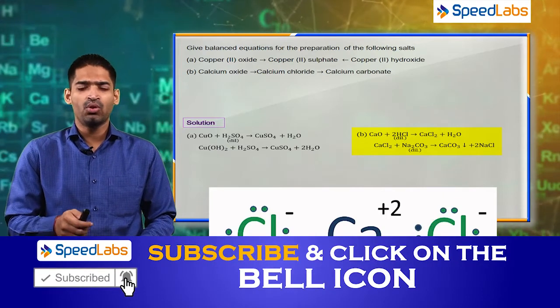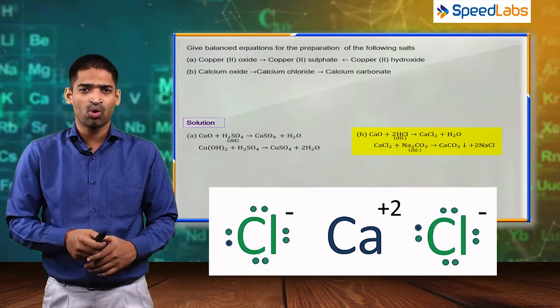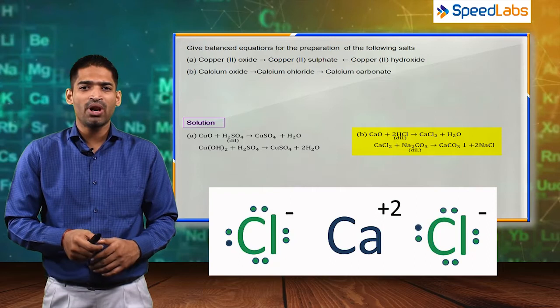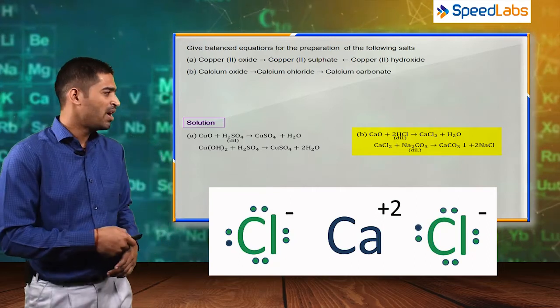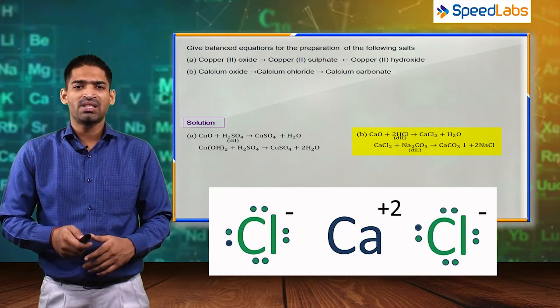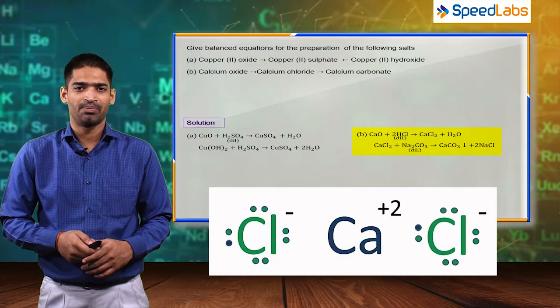Again, you have to prepare calcium carbonate from calcium chloride. So just add sodium carbonate to calcium chloride, you will get the required compound, and the balanced equation comes out to be CaCl2 plus Na2SO4 gives you CaCO3 plus 2NaCl.